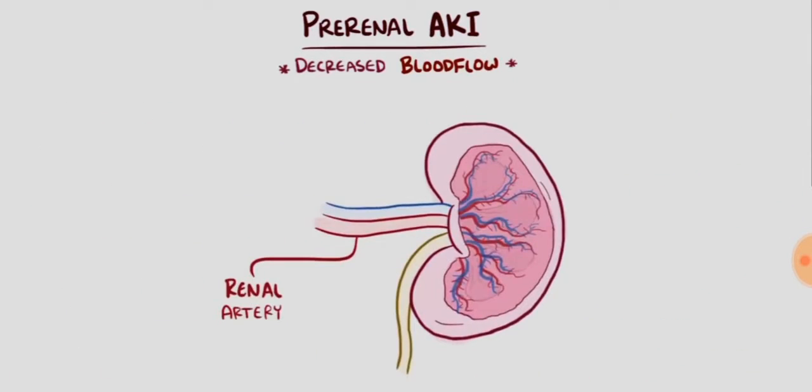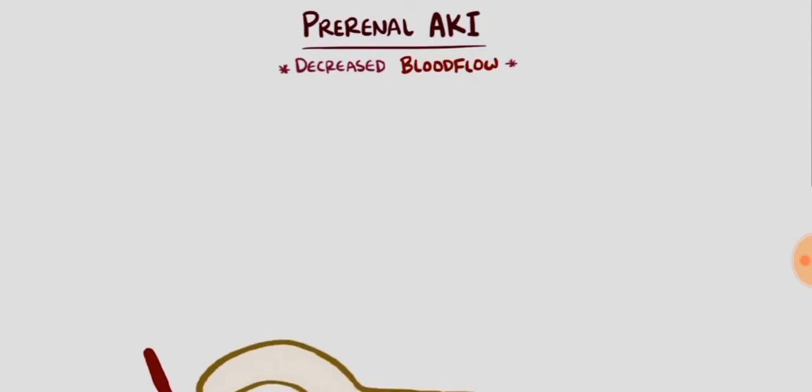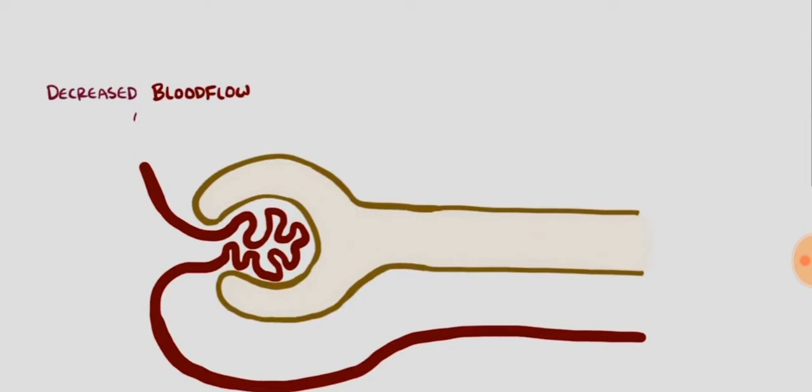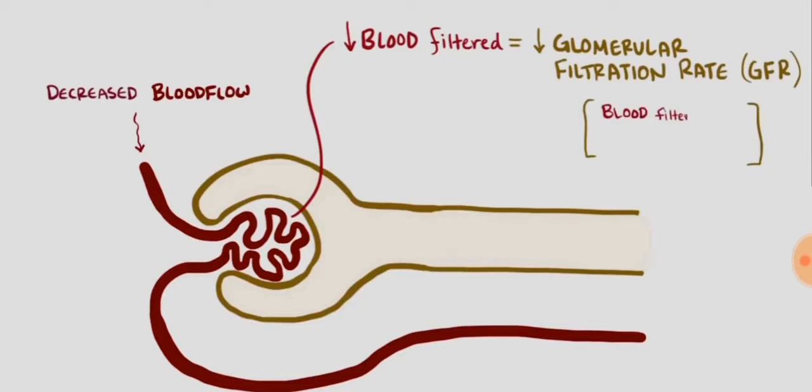Finally, the issue could be local to the renal artery itself. For example, it could become narrowed, as in renal artery stenosis, or blocked by an embolus, which is a blood clot from somewhere else in the body. Whatever the case, less blood's going to the kidneys, right? So less blood's going to the glomeruli, which means less blood's being filtered. So there's a decrease in the glomerular filtration rate, or GFR, which is how much blood, usually in milliliters, the kidneys filter through their glomeruli per minute.